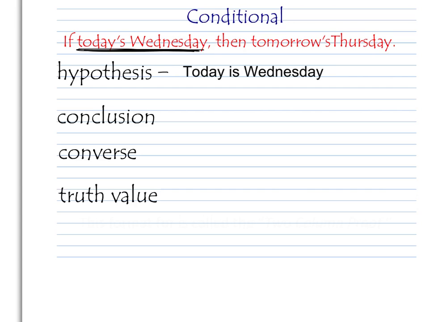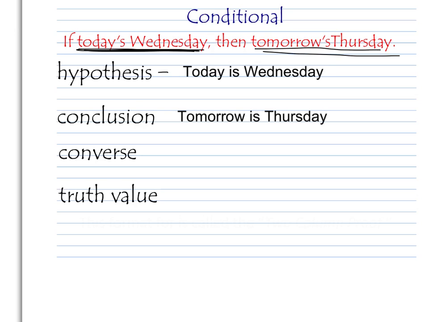The conclusion is the result, which in this case would be tomorrow is Thursday, because I'm saying if today is Wednesday, then tomorrow is Thursday. So the hypothesis is today is Wednesday. The conclusion is tomorrow is Thursday.